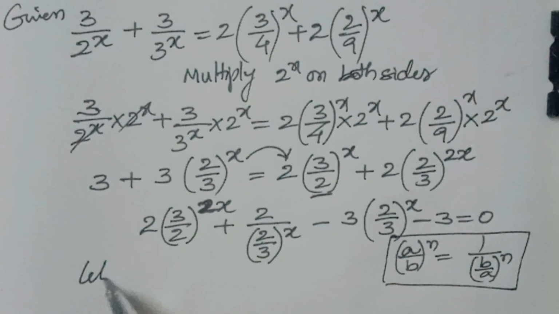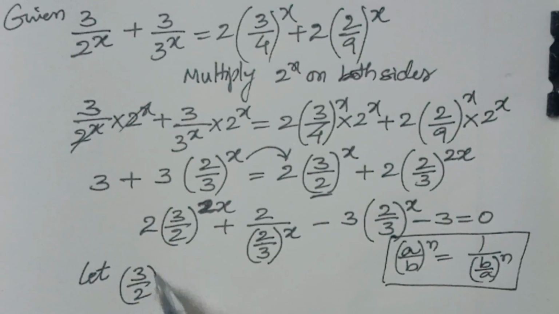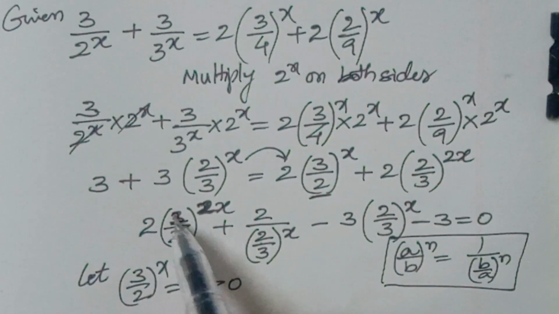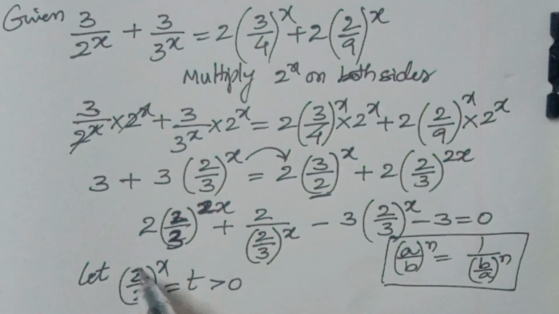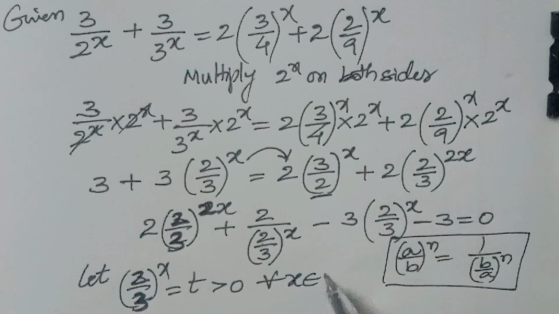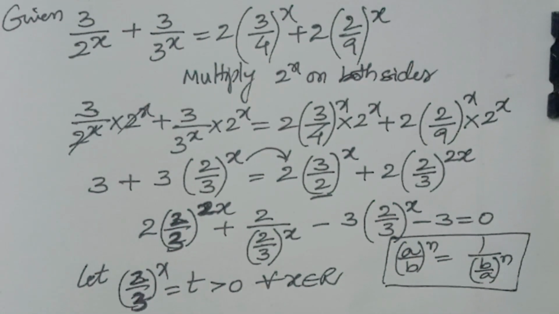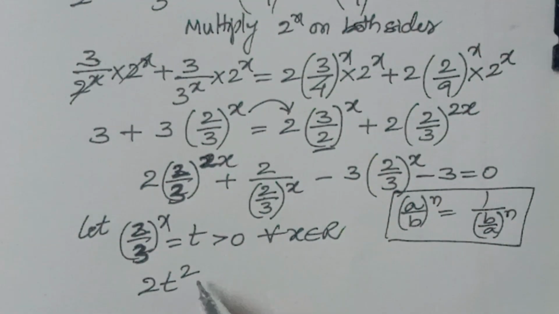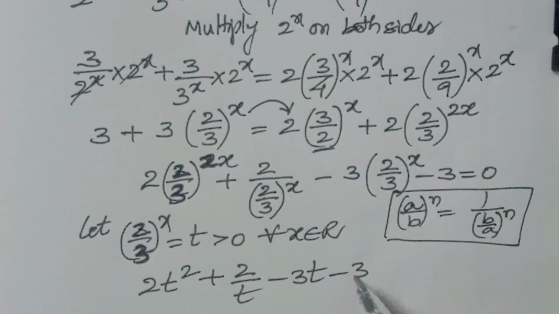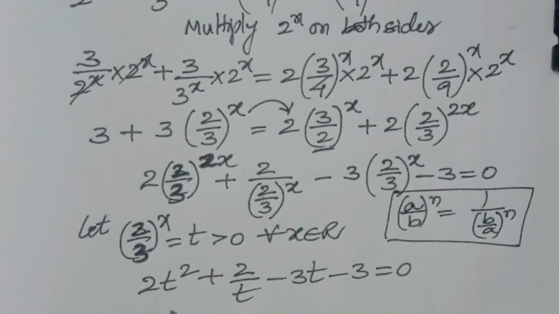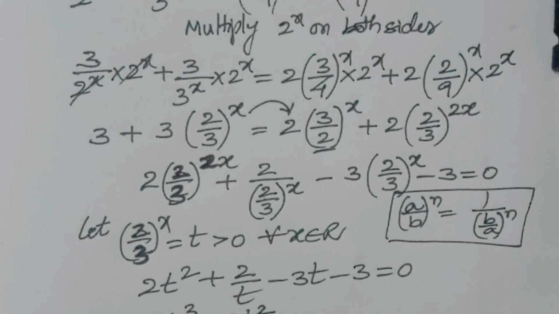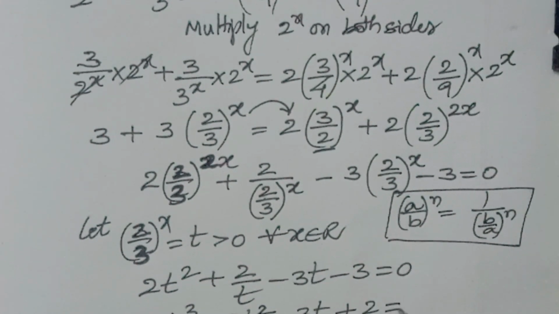Now let (2/3)^x equal t, where t is greater than 0 for every x belonging to the real numbers. Now you'll get 2t squared plus 2/t minus 3t minus 3 equal to 0. Now if you take the LCM, 2t cubed minus 3t squared minus 3t plus 2 equal to 0.